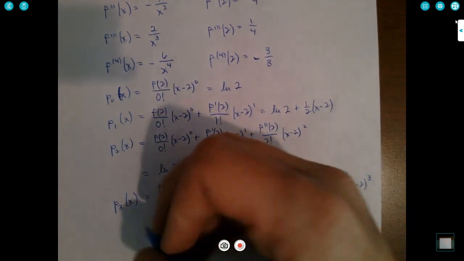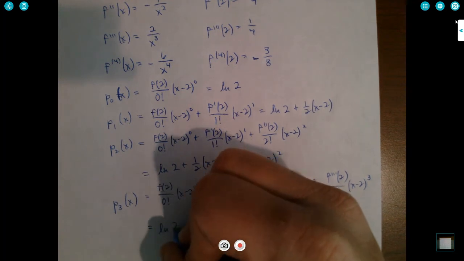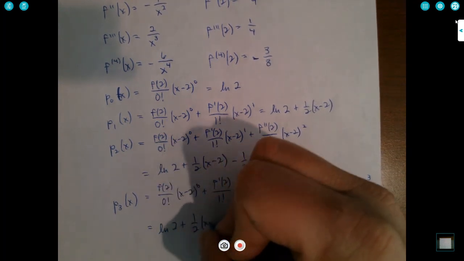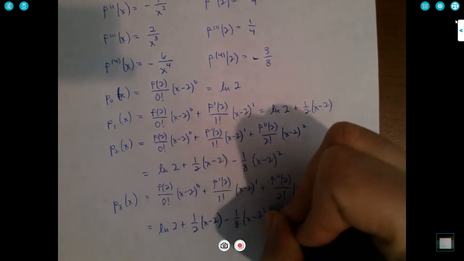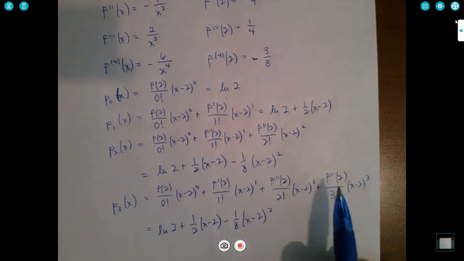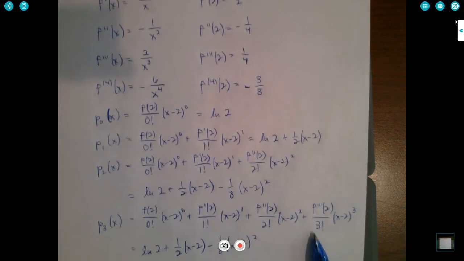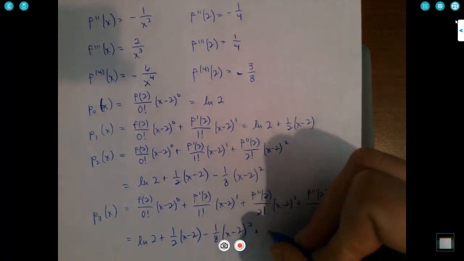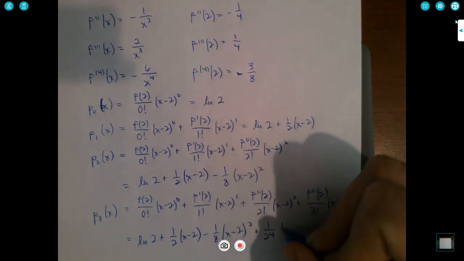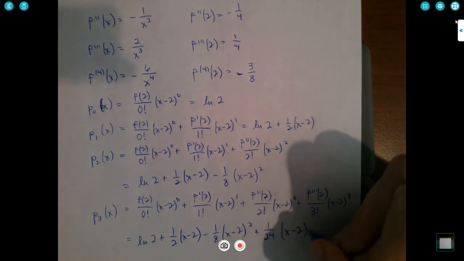Now, let's see what we get. ln 2 plus 1/2 times x minus 2, minus 1/8 times x minus 2 squared. And then for the last term, f triple prime of 2 is 1/4. 3 factorial is 6, and 4 times 6 is 24. So we get plus 1 over 24 times x minus 2 cubed.